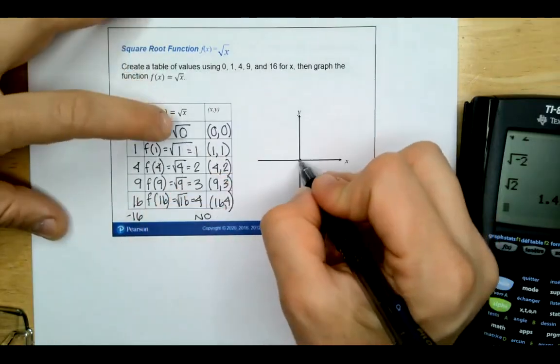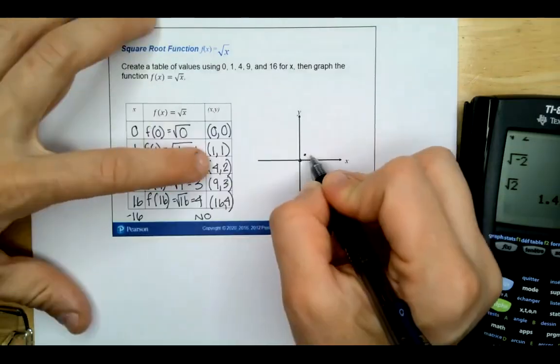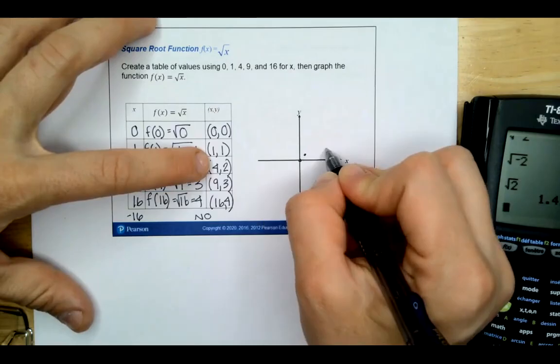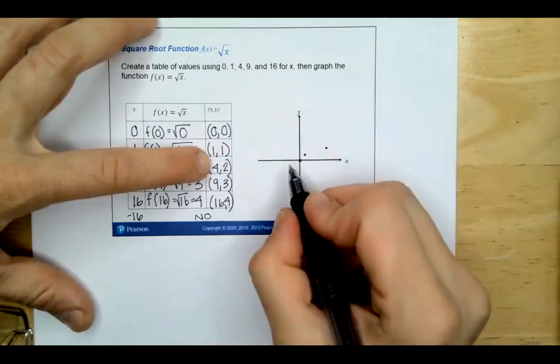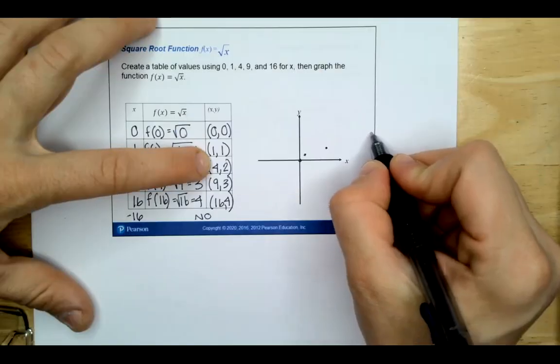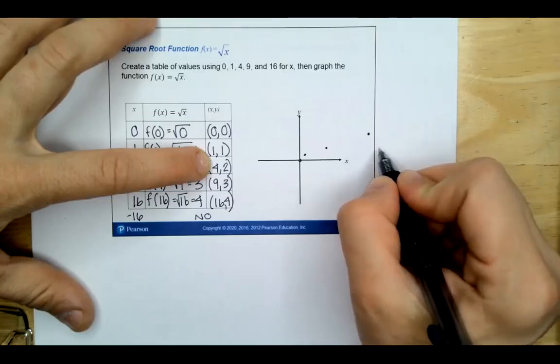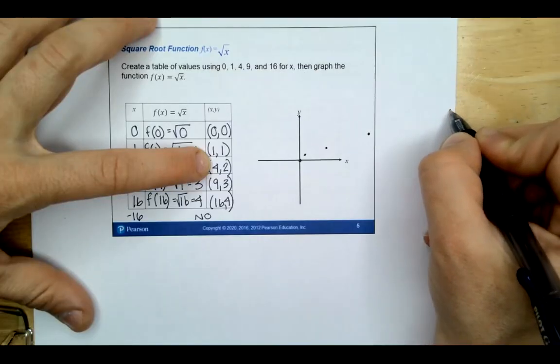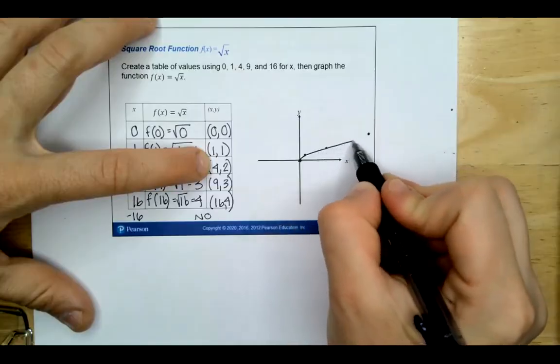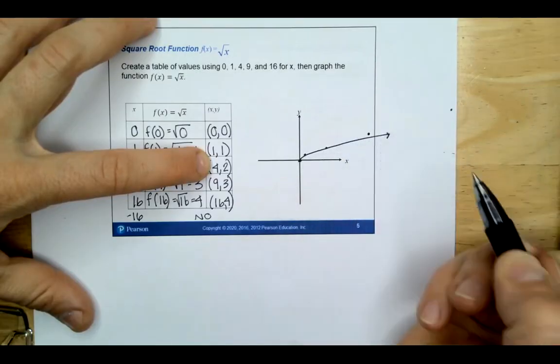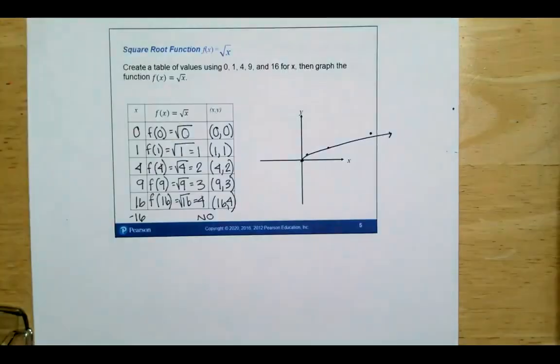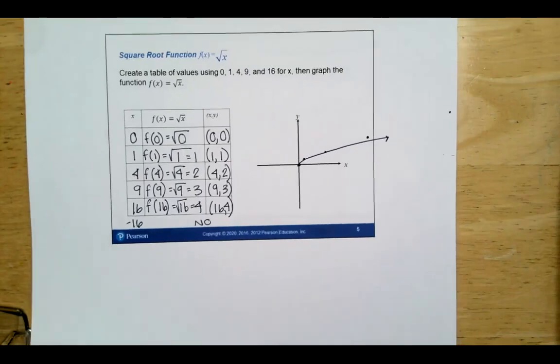It can't be below the x-axis, and you're not going to square a number and get a negative on the y-axis. Anyway, we got 0, 0, we got 1, 1, and then we got to go all the way out to 4 to go up to 2, and all the way out to 9 to get up to 3, and all the way out to 16 to get to 4. So this is just a very slow graph like that. That's the square root function.